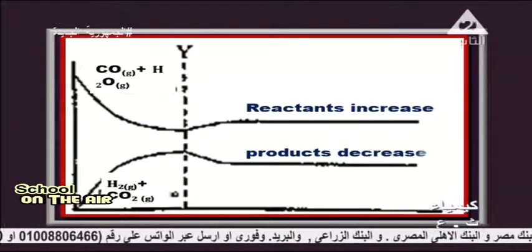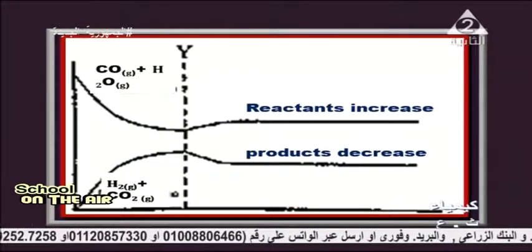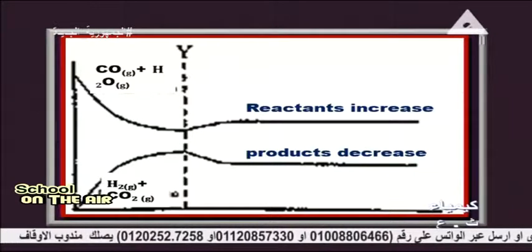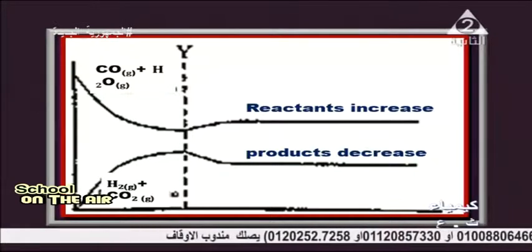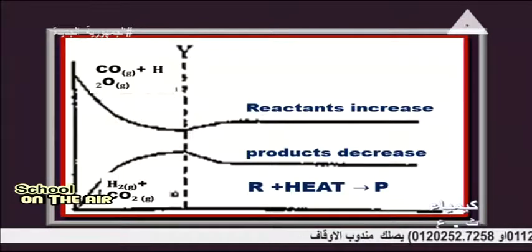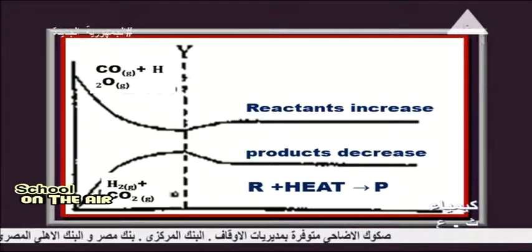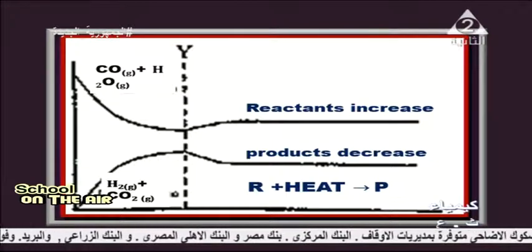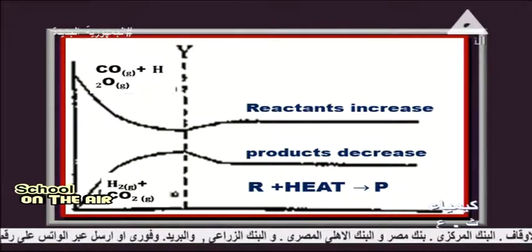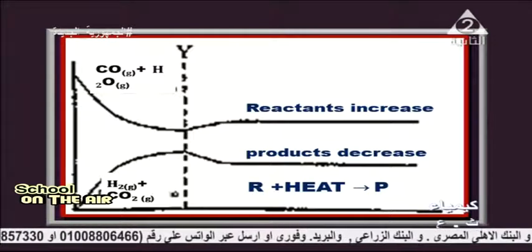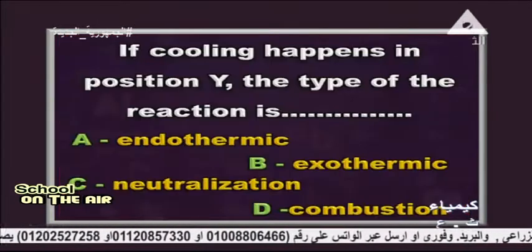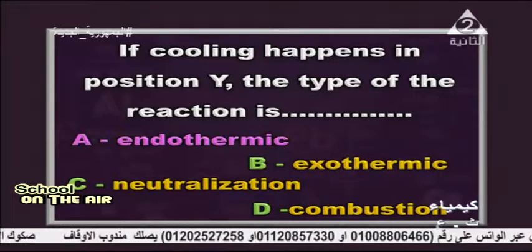If you look at the graph, we find that at position Y the reactants increase and the product decrease. So here the reaction must be endothermic, as the reactants gain heat to give the products, and so the reaction moves in the backward direction, and so reactant increase and product decrease. So the reaction is endothermic.